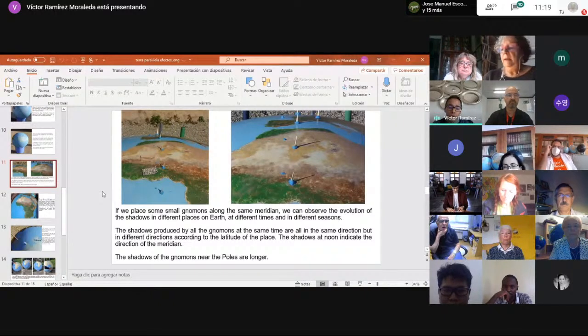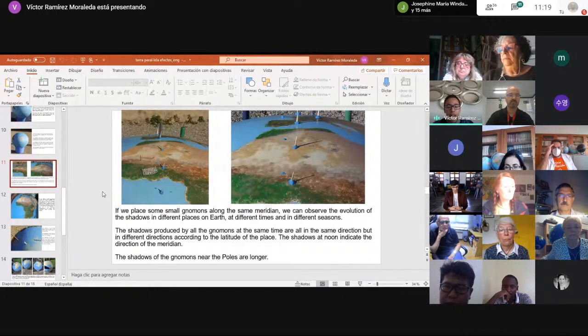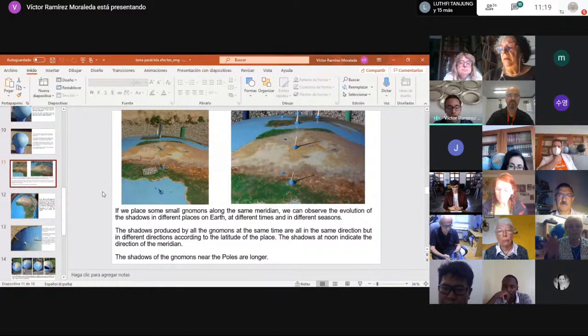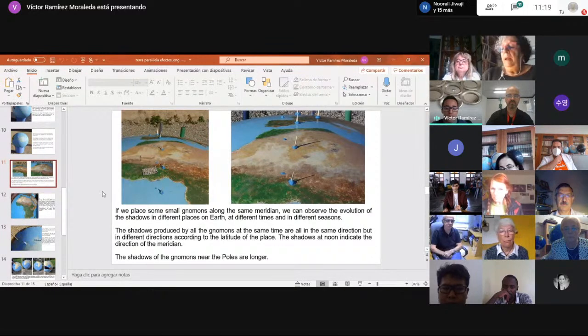Okay, if we use gnomons, we can place these gnomons along the same meridian, and then we can observe the evolution of the shadows in different places of Earth and different times and in different seasons. The shadows produced by all the gnomons at the same time are all in the same direction, but in different directions according to the latitude of the place. The shadows at noon indicate the direction of the meridian, and the shadows of the gnomons near the pole are longer.